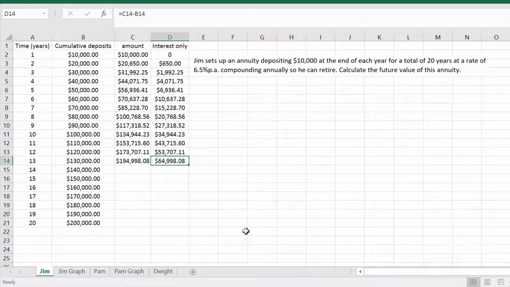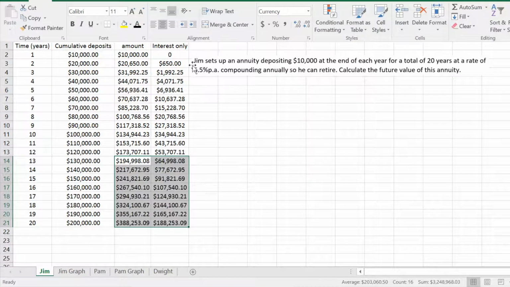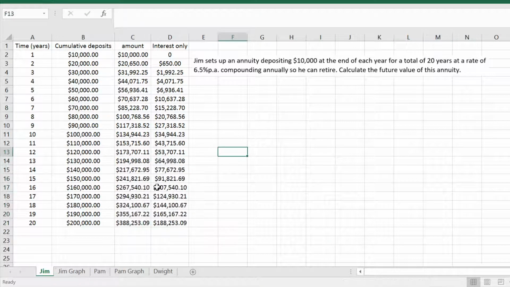Now, eventually when we get to the bottom, if you have a look here at year 13, he's nearly hit that $200,000 mark, how much he would have had if he, say, buried his money in the back of the yard or something like that. Now, eventually we get to the point of $388,253.09. So that's how the annuity works.